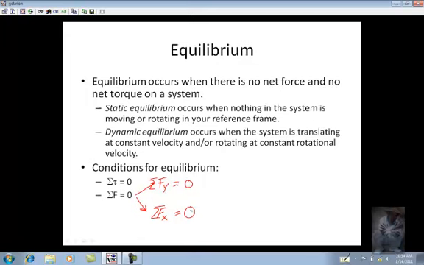Just as notes, maybe you just want to write down static equilibrium, no motion at all. And then for dynamic equilibrium, rotating with constant angular speed or moving with constant linear velocity. All right, so that takes us to our example.